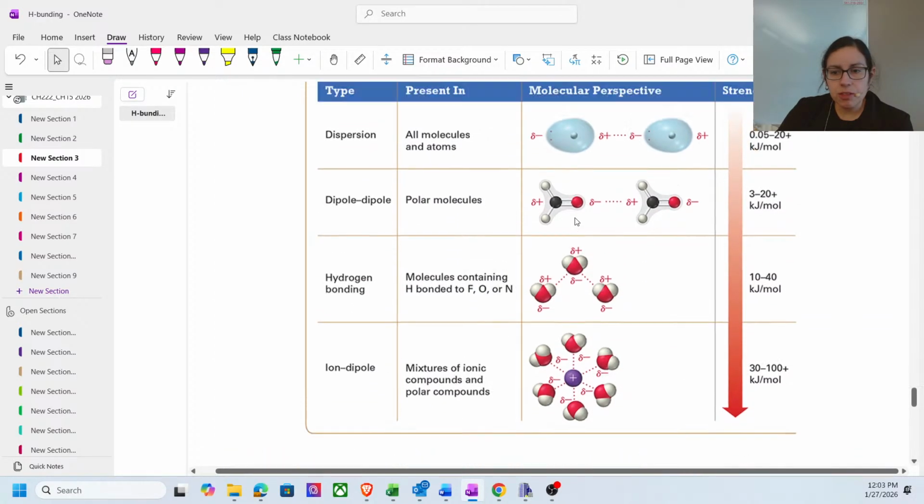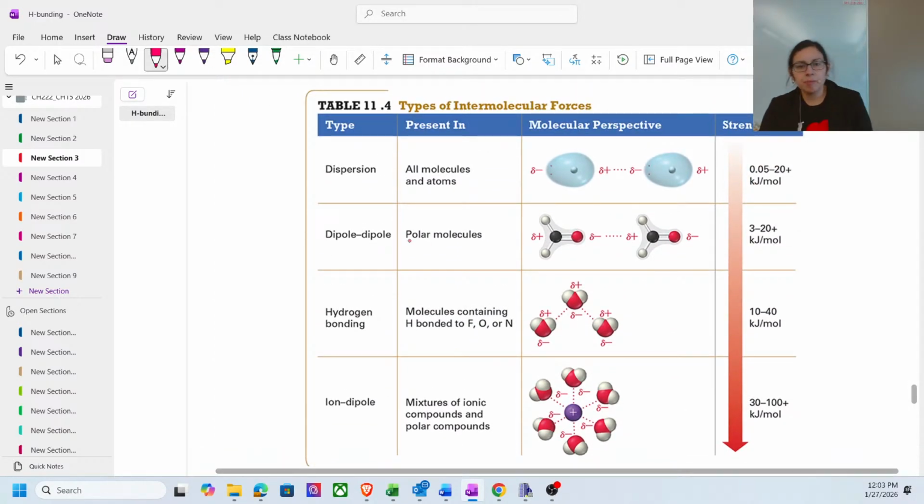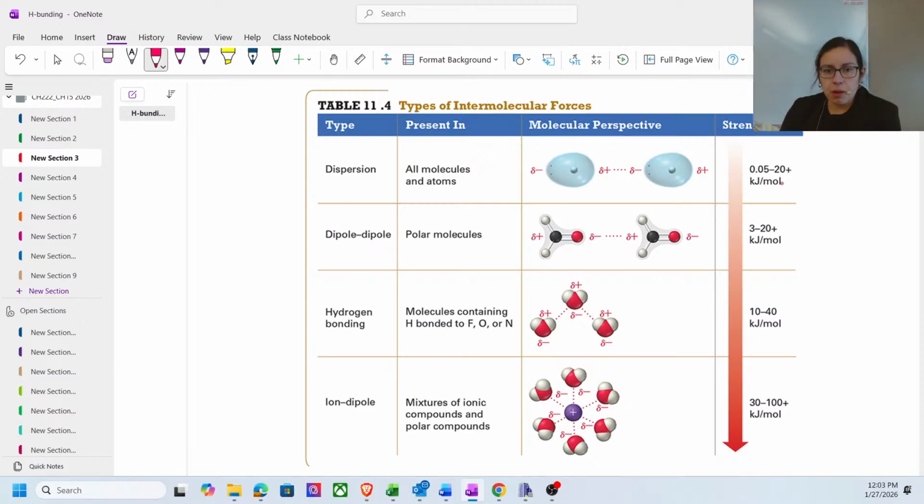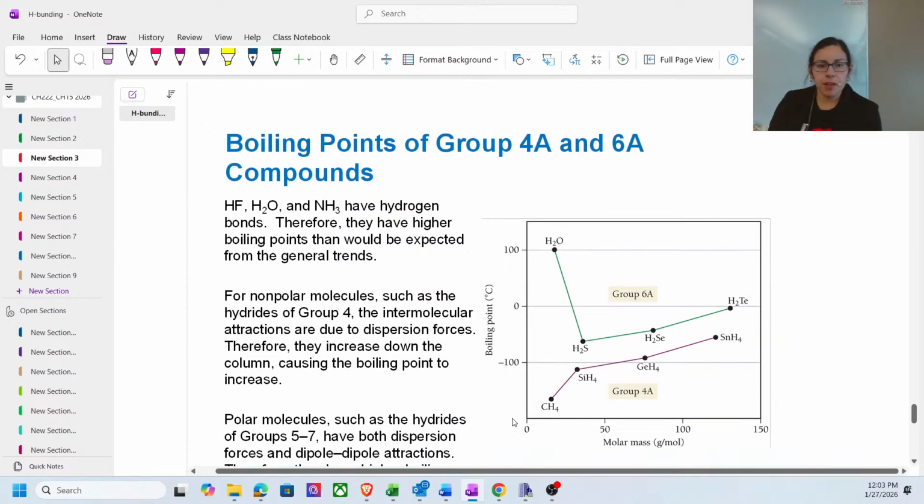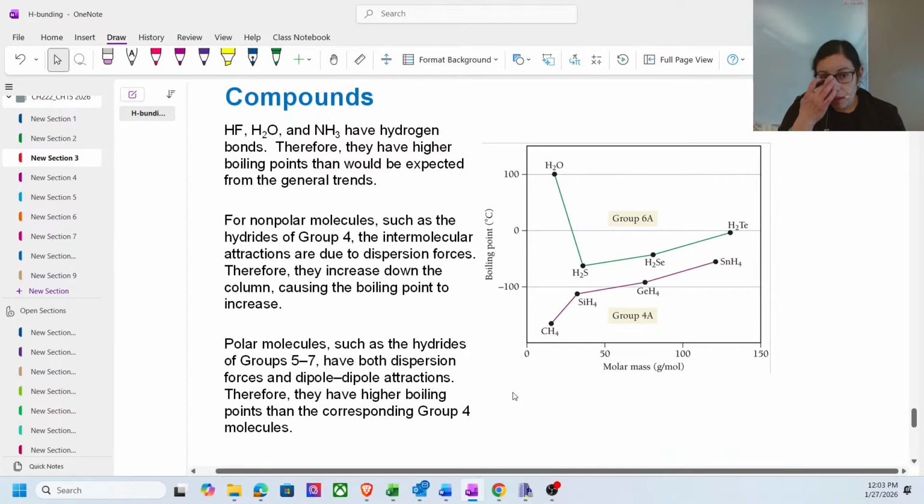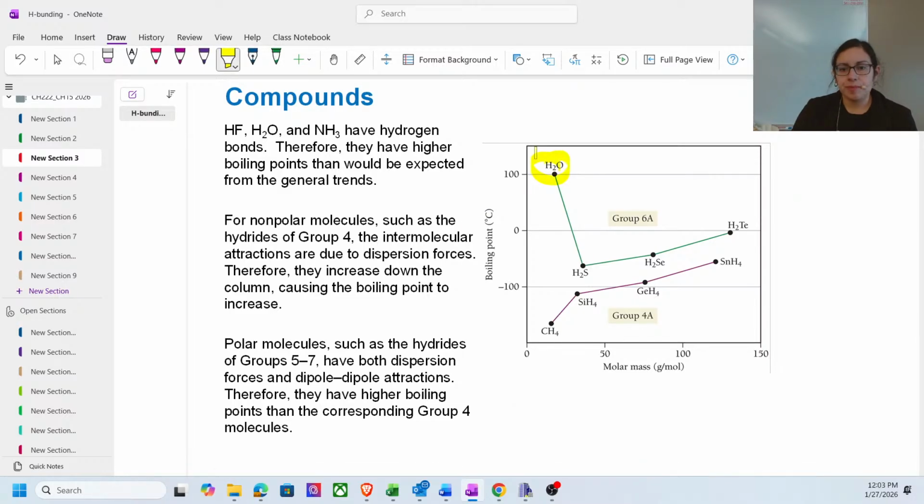All right, and then this is just a recap of our strength. Our dispersion forces are our weakest, and then they increase. And then ion dipole, this is a pretty strong interaction. It's generally not considered part of the intermolecular forces, but do keep in mind that it's strong, and that's what leads to our solubilizing. And then other trends to note. So what causes this outlier here? What are we seeing?